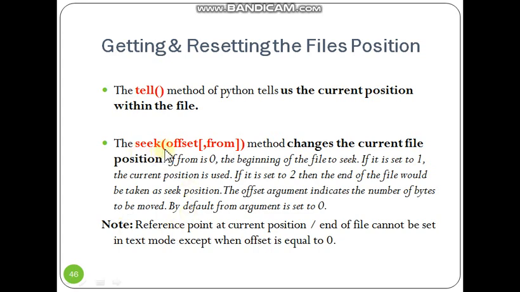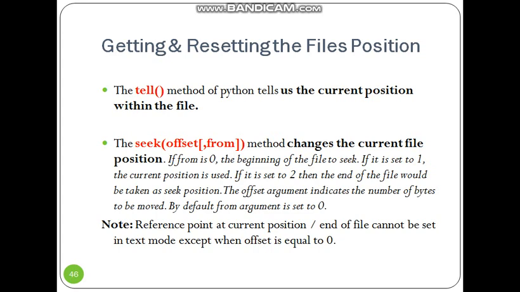Then the seek method is used to change or reset the file position. When we look at seek, we need to supply two arguments, and the second argument is optional: offset comma from. Let's first discuss this from. From means we can give three values: 0, 1 or 2. 0 means from the beginning. We are seeking from the beginning.